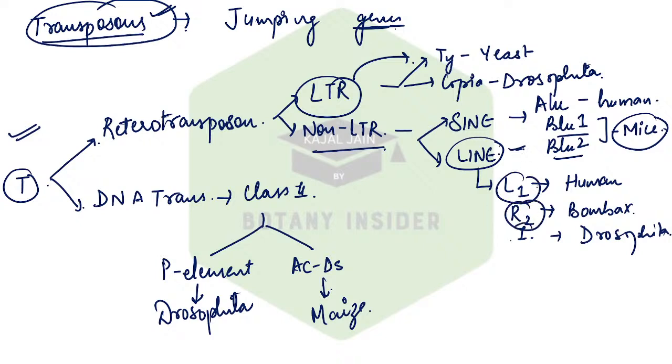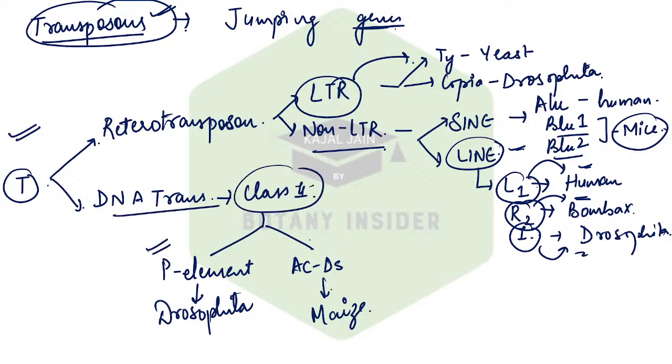Example is L1, R2, and I. L1 is found in humans, R2 in Bombyx, and then you have I found in Drosophila. DNA transposons, these are the second class. Examples are P element and Ac/Ds. P element is found in Drosophila, Ac/Ds is found in maize.